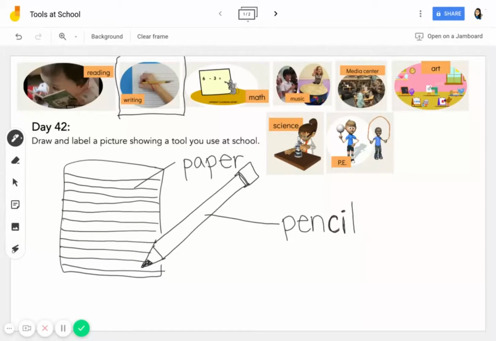But since it was so easy, I'm going to do more. I'm going to write a sentence that matches my picture. I'm going to write, I use paper and pencil. That's 5 words. So I'm going to write lines to help me remember how many words are in my sentence. I use paper and pencil. And I know at the end of my sentence, I will have to put a period. So I will put a period already.